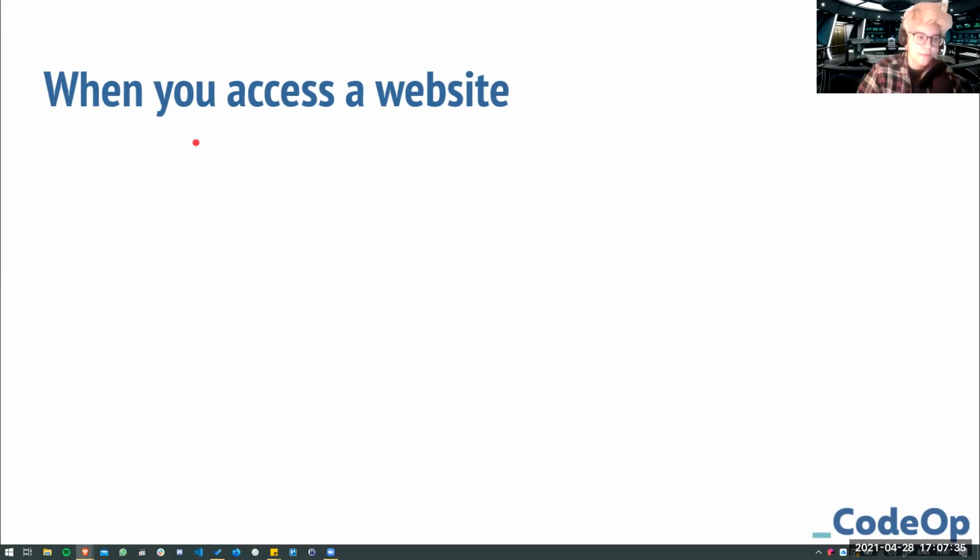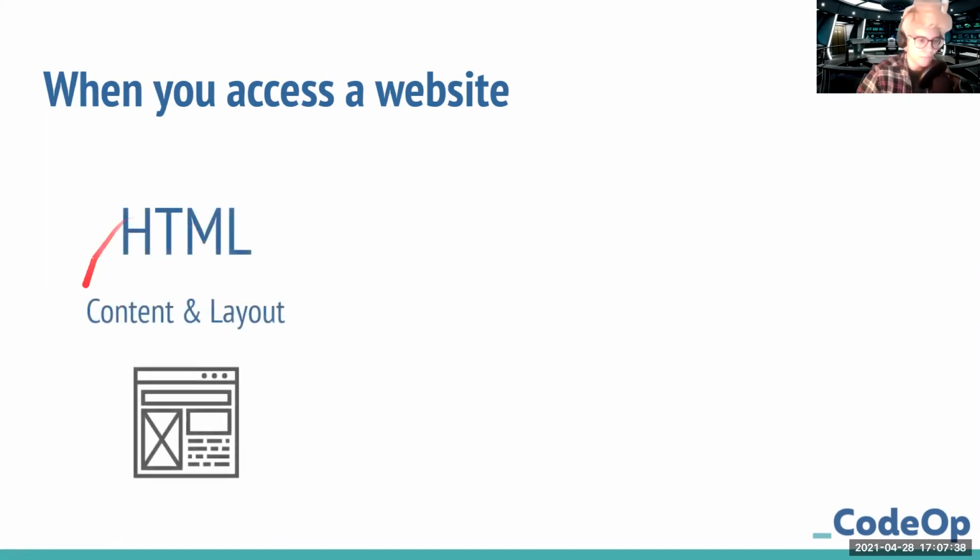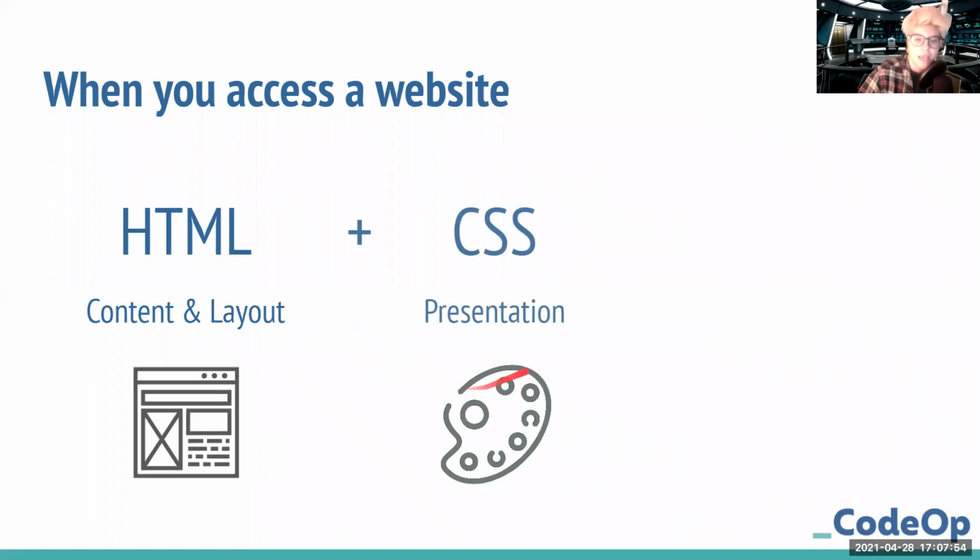So when you access a website, the first element you see is HTML. The HTML is responsible for the content and for the layout of a website. Everything that you see, it's HTML that does it, okay? And CSS is responsible for the presentation, for the style of this website. Together, we can have the elements of a website, and then we can style those elements.